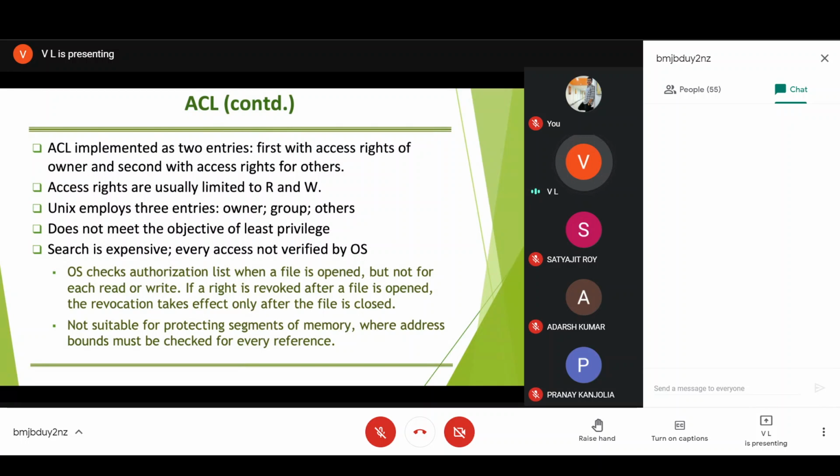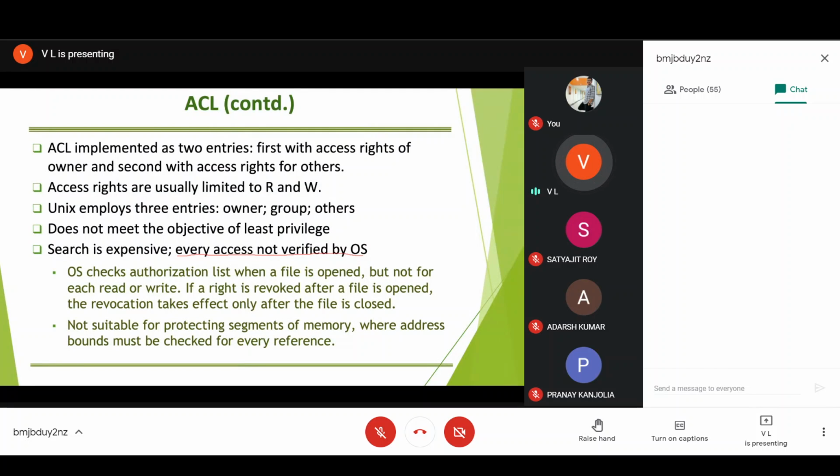Now the problem is that, as I said, one of the basic problems that we encounter in security, and which can lead to some loopholes and attacks, is that every access is not verified by the operating system. Going forward, if we are talking about access on the internet or access to a web server, every access is not verified by the server or by the operating system, and this can create problems.